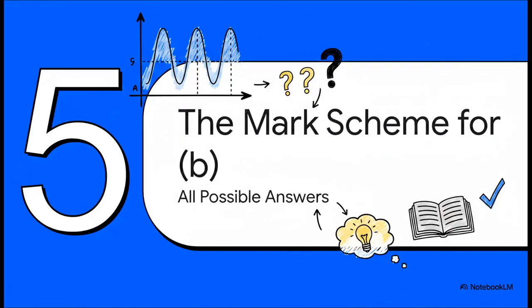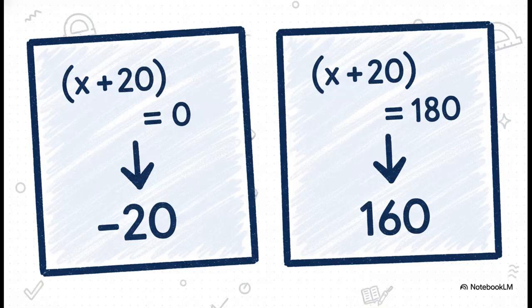But hold on, is that the only possible answer? Let's check the mark scheme one last time. This will show us every single answer that an examiner is allowed to accept for this final mark. And there you have it. The mark scheme actually gives 2 possible correct answers. We found negative 20 by setting x plus 20 equals 0. But we could have set x plus 20 equal to 180 instead. If we'd done that, we would have gotten x equals 160. The great thing is, you only need to give one of them to get the mark.